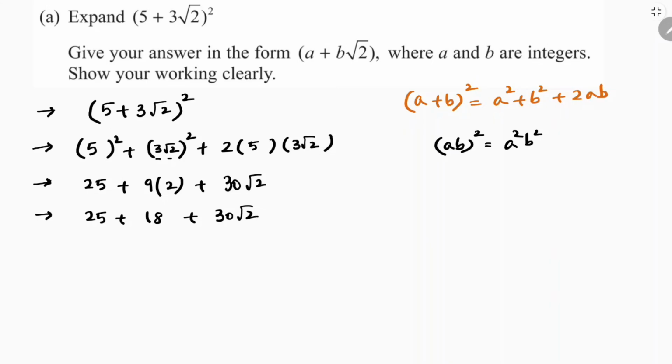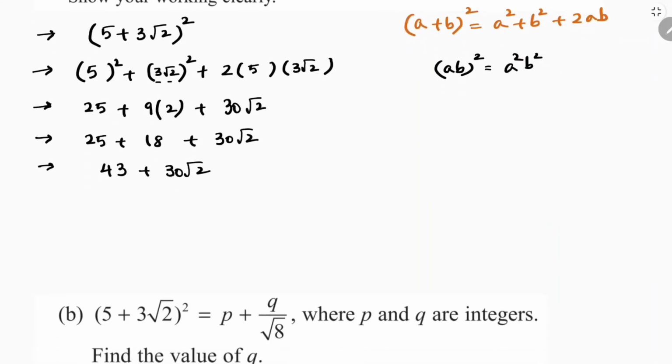So the next step: 25 plus 18 plus 30√2. 25 plus 18 is 43, plus 30√2. This is the answer. If we expand (5 + 3√2)², we get 43 + 30√2.